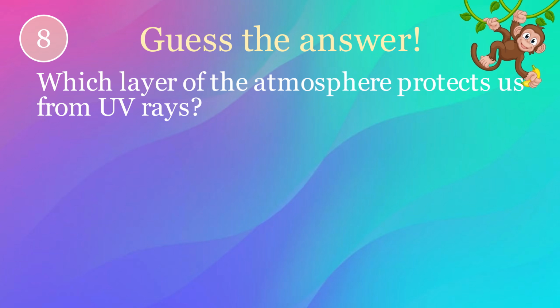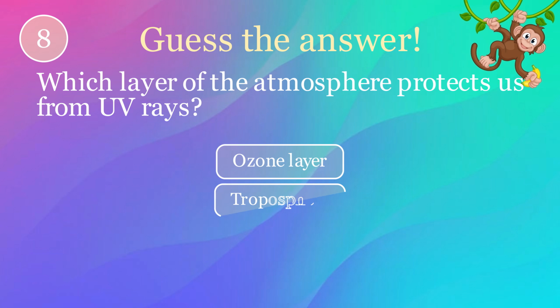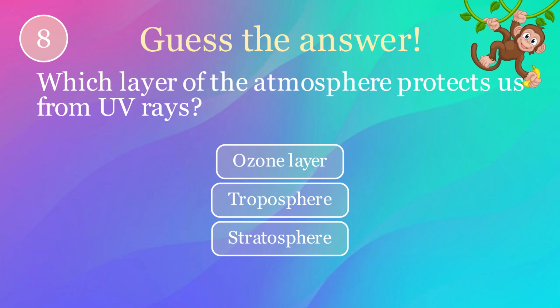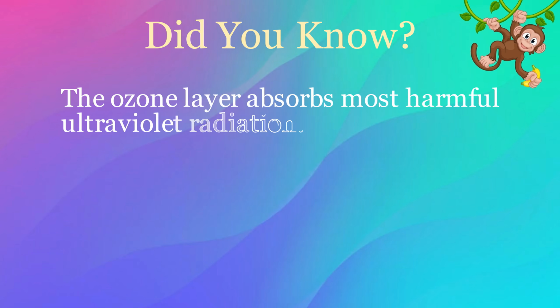Which layer of the atmosphere protects us from UV rays? Ozone layer, troposphere, stratosphere. The correct answer is ozone layer. Here's an interesting fact: the ozone layer absorbs most harmful ultraviolet radiation.